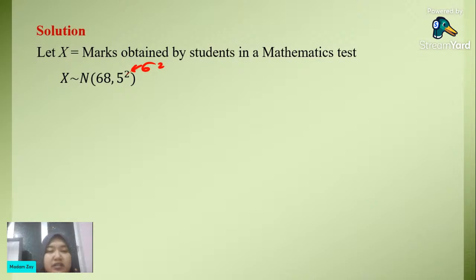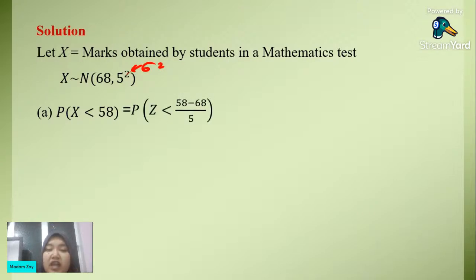It's a variance. Now, to find the probability for X less than 58, we apply the formula Z equal to (X minus mu) over sigma. So probability of X less than 58 is equal to Z less than (58 minus 68) over 5, which is the standard deviation, the sigma.